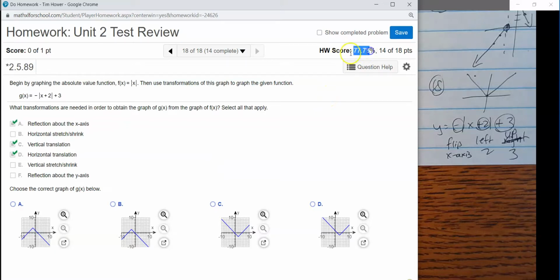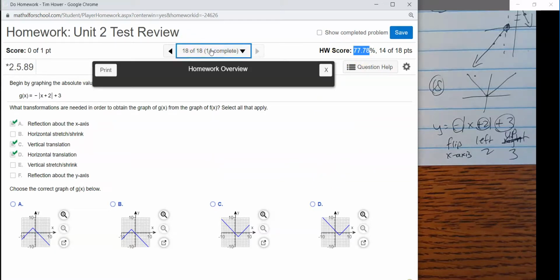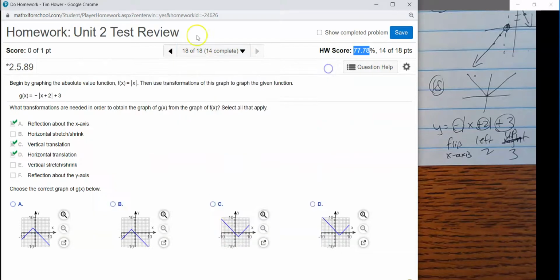I must not have answered some of them up here. I got a 77, but I think I didn't answer the first few questions, but I just said the answers without typing them in. But hopefully this helps. Let me know if you have any questions.